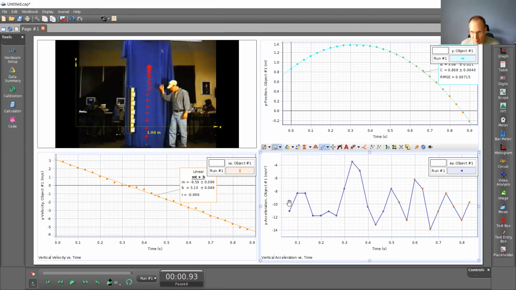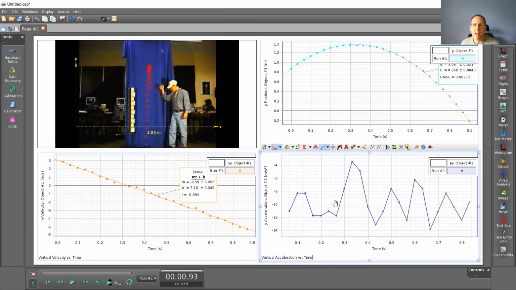We'll talk about that in a little bit. It kind of varies somewhat because there's some noise in the original position versus time data, which means there's going to be a little more noise in the velocity versus time data, which means there's going to be even more noise in the acceleration versus time data. You could smooth it. There is a way of smoothing it, but we're just going to leave that.